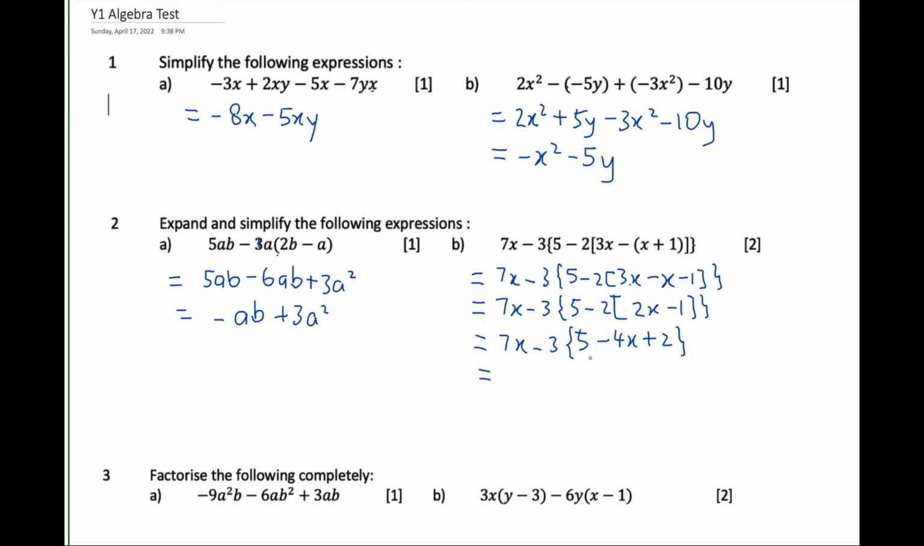Once again, we simplify the brackets before we open up. 5 plus 2 is 7. Now we open up the brackets. We have x minus 3 times 7 is negative 21. Minus times minus is plus. 3 times 4 is 12x. Like terms, 7x plus 12x is 19x minus 21.